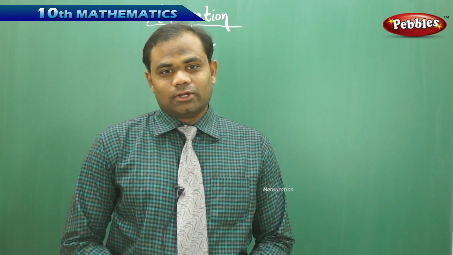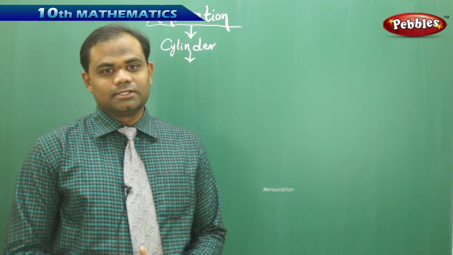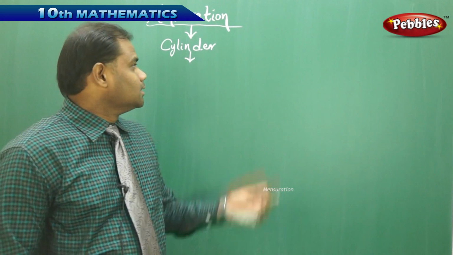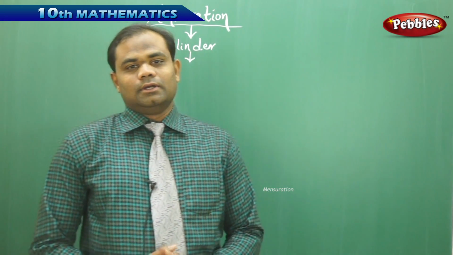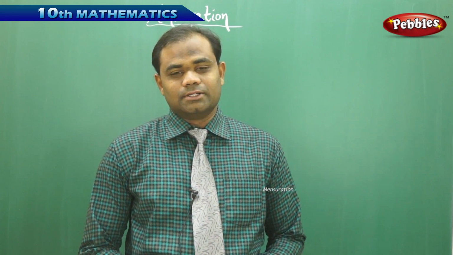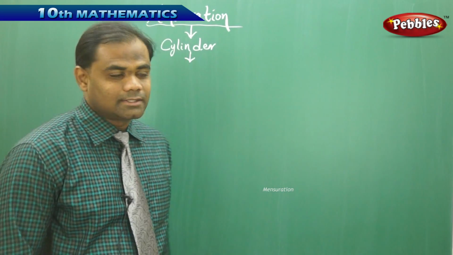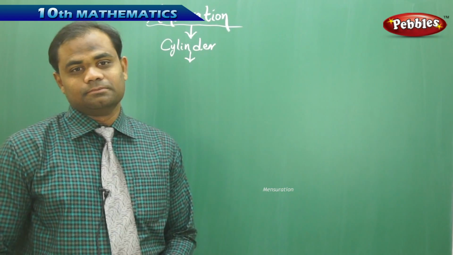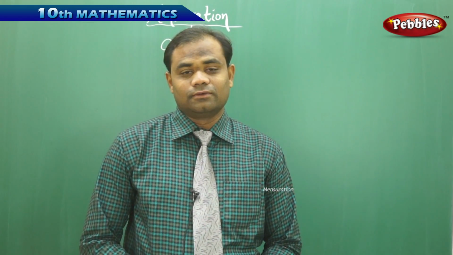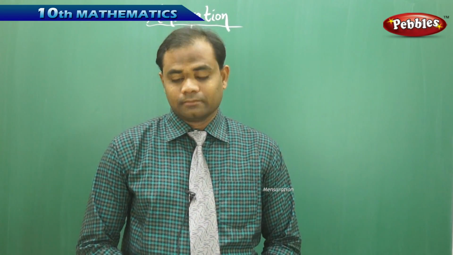Now the next solid structure which we are going to discuss in the topic of mensuration is a cylinder. A cube and a cuboid have their own respective shapes and dimensions. Similarly, let's see what a cylinder is, a solid structure of mensuration.